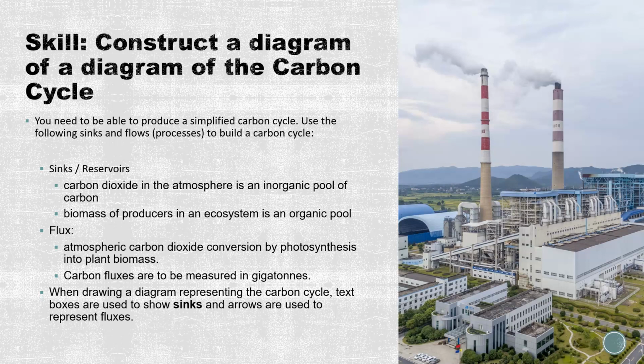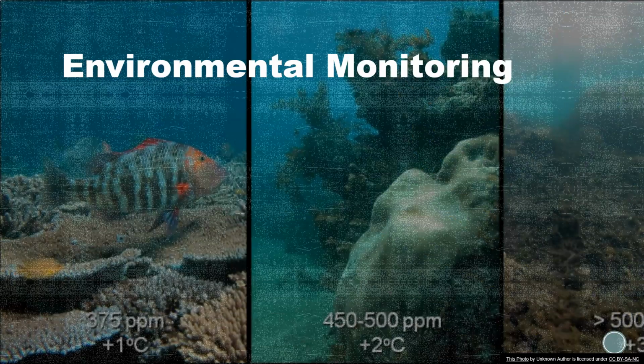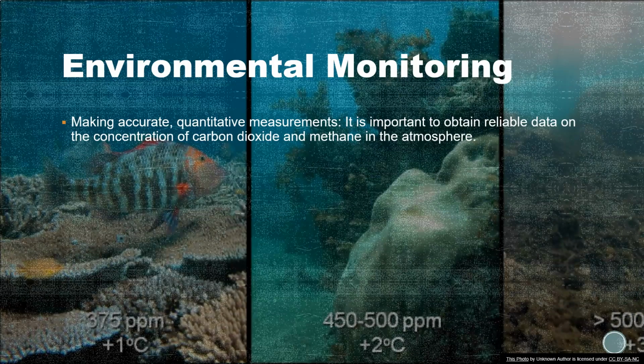When drawing a diagram representing the carbon cycle, text boxes are used to show sinks and arrows are used to represent your fluxes. Okay, so the other application skill that you had there was this environmental monitoring.